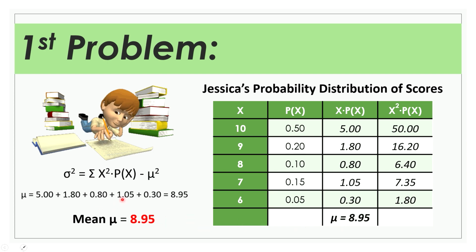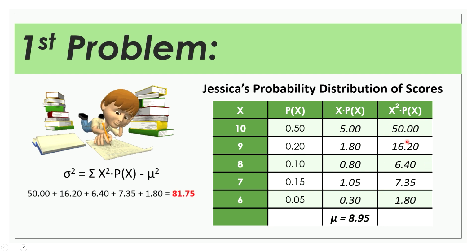And then the next one, we will get the value of our summation of x squared multiplied by p of x. So we will add all these values. So 50 plus 16.20 plus 6.40 plus 7.35 plus 1.80 is equal to 81.75. So ito na yung value ng ating summation of x squared multiplied by p of x. So it means masosolve na natin yung ating variance.